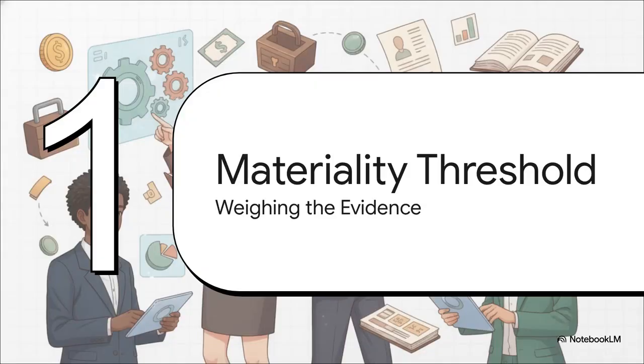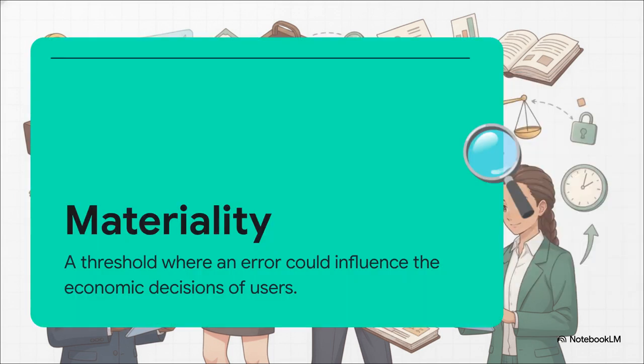Now for Section 4, the materiality threshold, or weighing the evidence. But you might be wondering, how do you actually know if an error in the books is just a minor glitch or a massive glaring red flag? Well, the answer is materiality. Materiality is a threshold where the omission or misstatement of financial information could actually influence the economic decisions of users. It's the definitive cutoff point, and it relies heavily on the professional judgment of the auditor to weigh both the quantity, like the actual dollar amount, and the quality or the nature of the error.